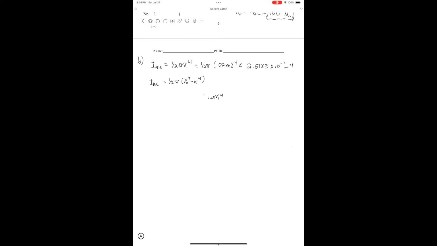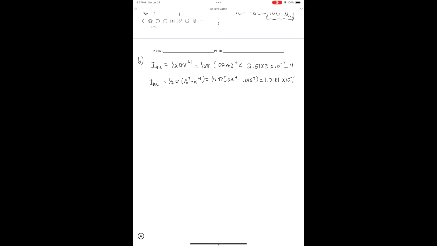Although I should say, you shouldn't have to actually memorize any of these formulas. These are very good things to include on your crib sheets. So, 1/2 pi times 0.02 to the fourth minus 0.015 to the fourth. And that's going to give us the moment of inertia of the hollow section as 1.7181 times 10 to the negative 7th meters to the fourth.